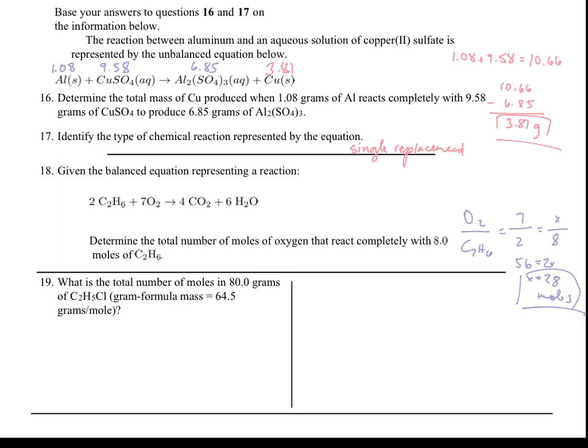Okay, number 19, total number of moles in 80 grams. All right, so we use our formula, number of moles equals mass over molar mass. If you don't remember this, it's in the reference table. We have 80 grams, and our molar mass is 64.5 grams per mole. So 80 divided by 64.5, we should get a number bigger than 1. And it's 1.24 moles.